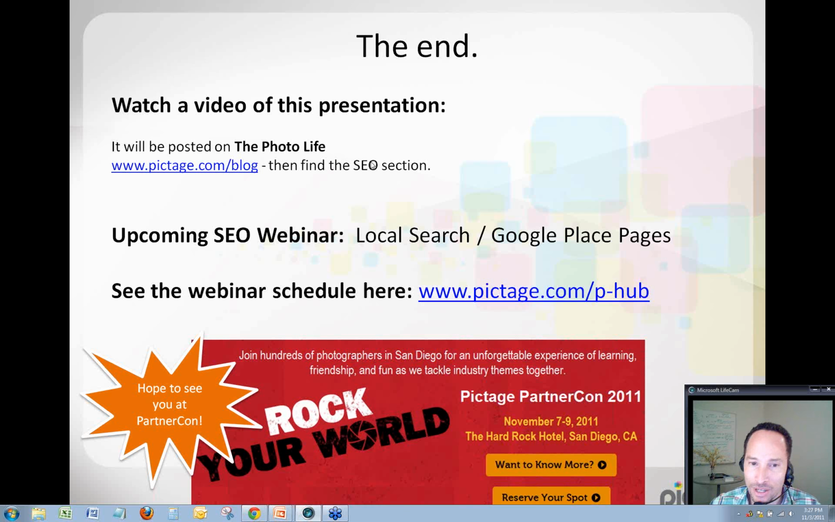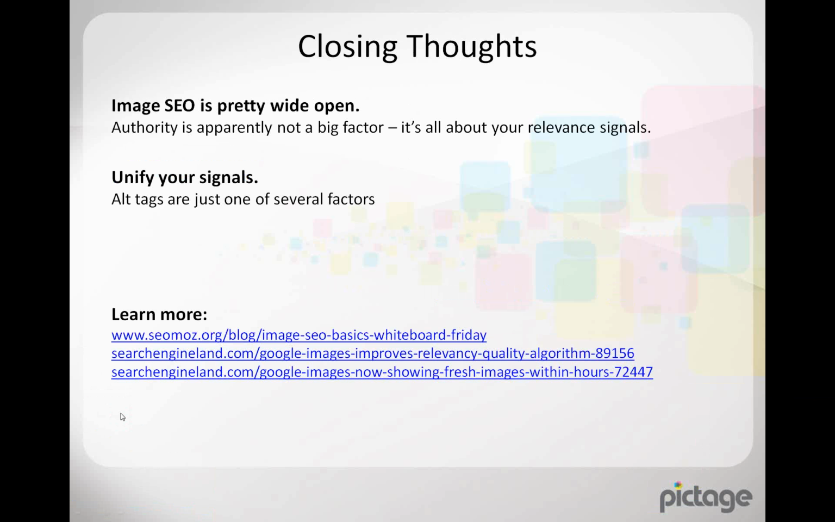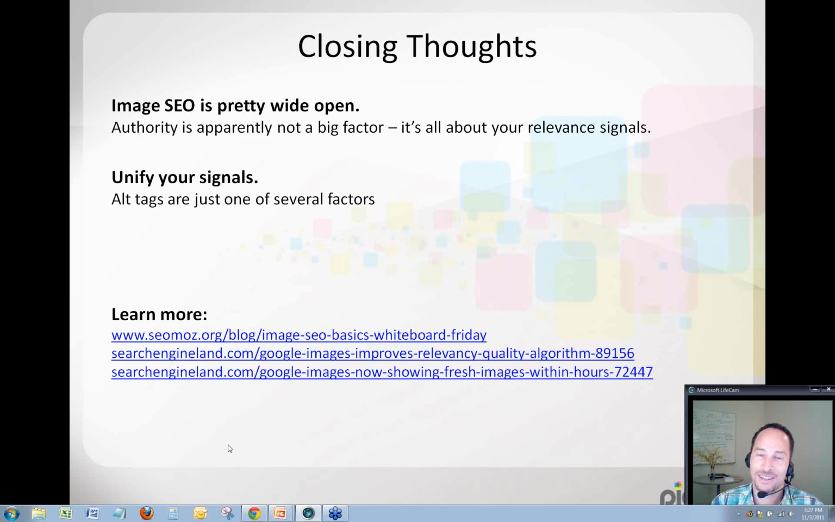One thing I did want to tell you guys is I wanted to give you a couple of links where you can learn more. There's some experimental thought about image search. So we know that Google and Bing do things like calculate how much skin is in an image.